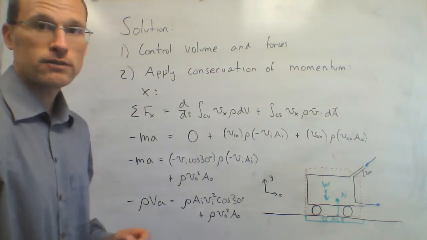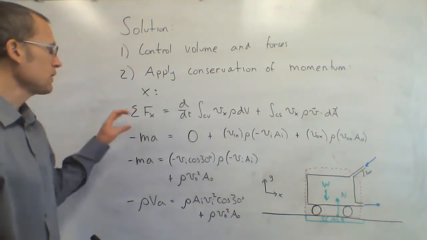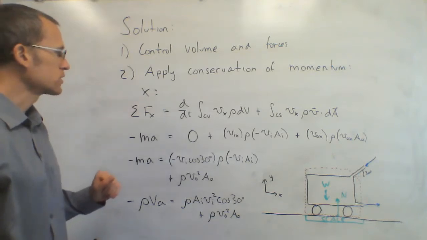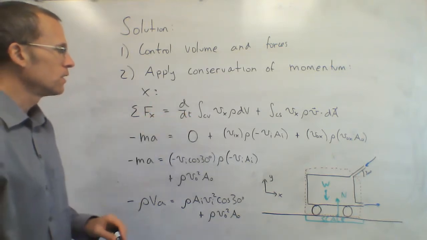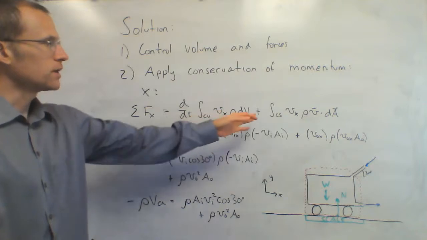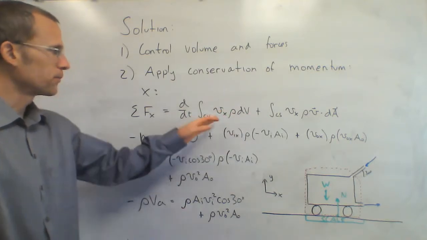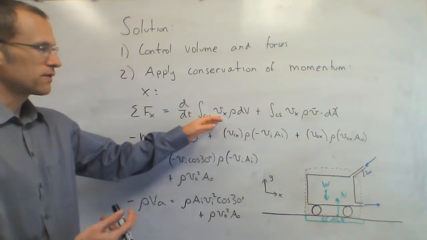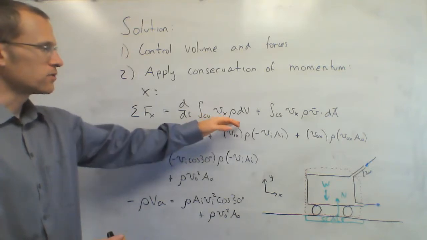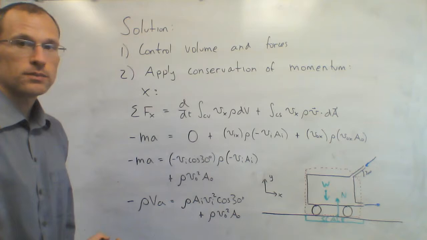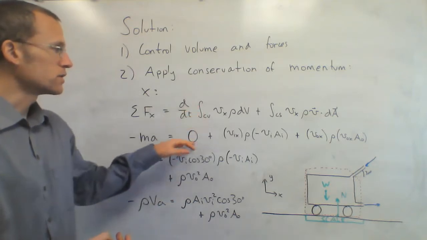So in the x direction, conservation of momentum, I have force in the x direction equals d by dt, integral over the control volume, vx rho dV, plus integral over my control surface. Again here, I'm assuming everything's flowing steadily, so vx doesn't change, rho doesn't change, my control volume doesn't change, so that first integral goes to 0.